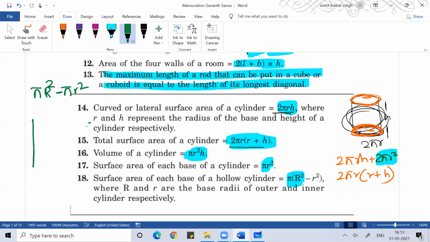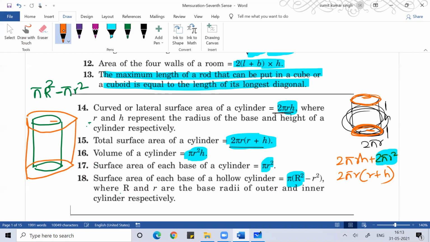Suppose you have a hollow cylinder, something like a ring kind of question, something like this. So you have inner radius r and bigger radius called capital R. So if you want to find a volume, this part you want to determine, you can use this formula: πh(R² − r²) under bracket.